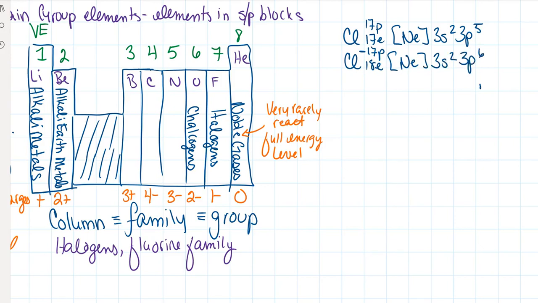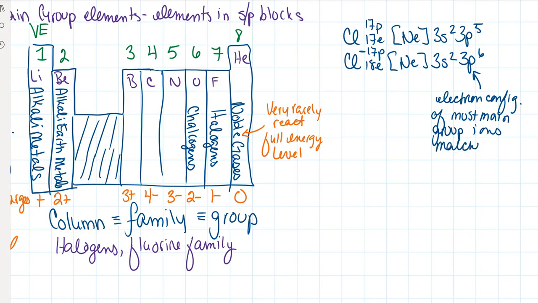So now we'll see that the electron configuration of most ions, we'll call these most main group ions, matches the electron configuration, the EC, of noble gases.